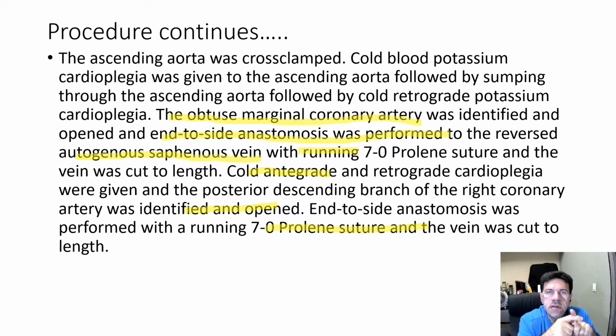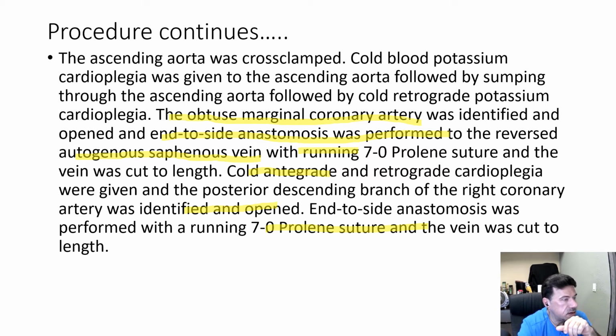It's kind of confusing, this slide, but the saphenous vein graft that they harvested before, they use it to the posterior descending artery and the obtuse marginal. So we have one device but two coronary artery bypasses. All right. To the obtuse marginal and posterior descending artery using the saphenous vein graft, which is a device.